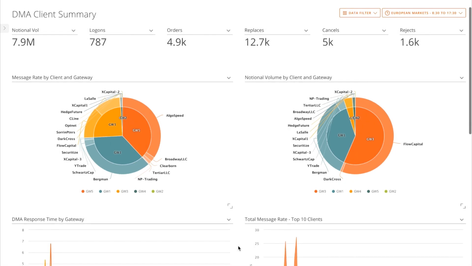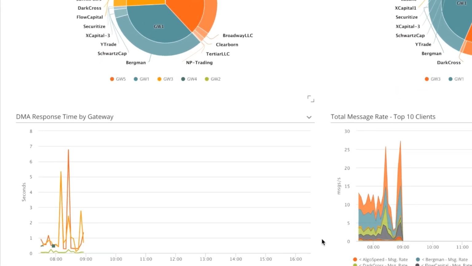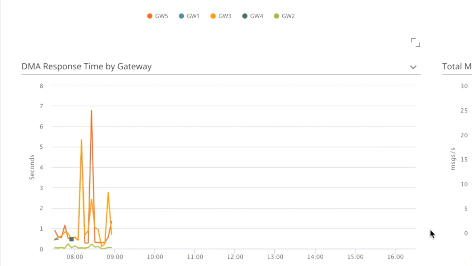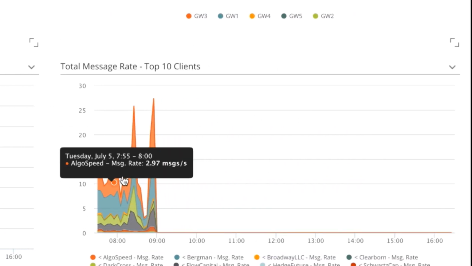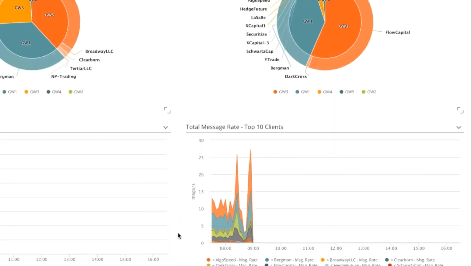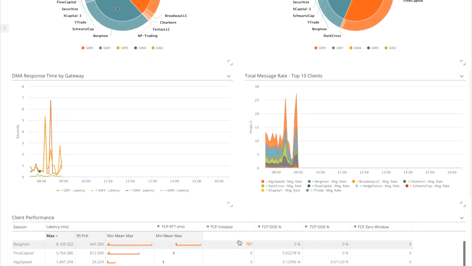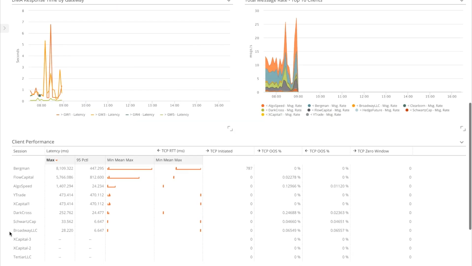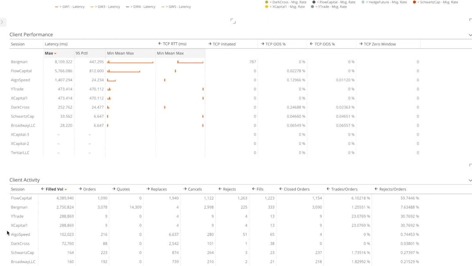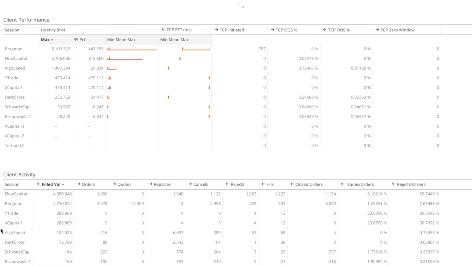All right, if we scroll down a bit further, we can see there the DMA response time on the left. So this is the performance that the clients are getting, the order acknowledgement response times. And we can also see here the message rates broken down by our top clients as well. Further down, we have a couple of tables here. So what's really nice with Corval is that if you onboard a new client, their flow is automatically detected and their activity will appear in these tables.